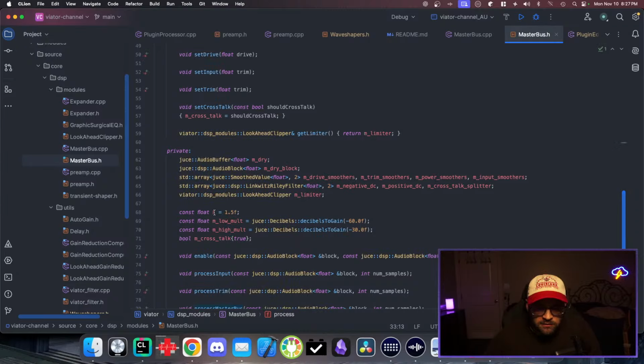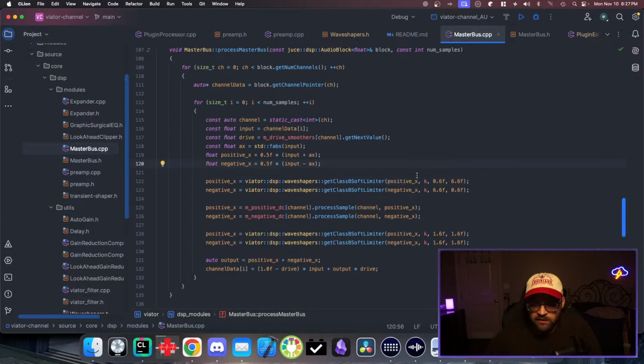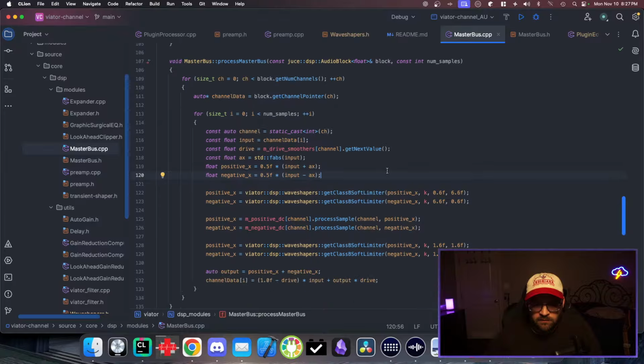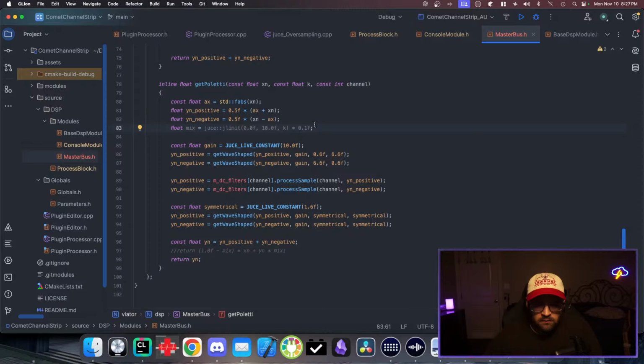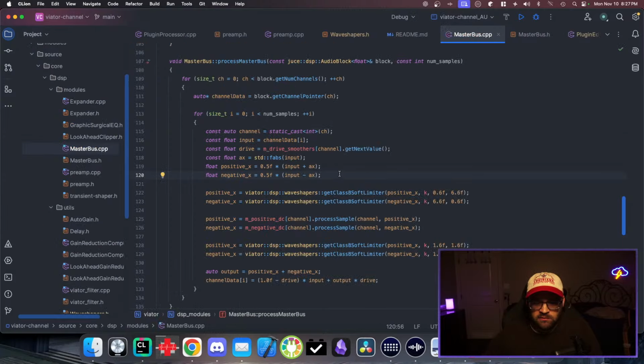Oh, I also set K to some kind of static variable. Probably just in making it more subtle. That shouldn't make a difference to the actual wave shape. Okay. All right, so we've got AX. So positive is AX plus input, and then negative is input minus AX, which is correct.